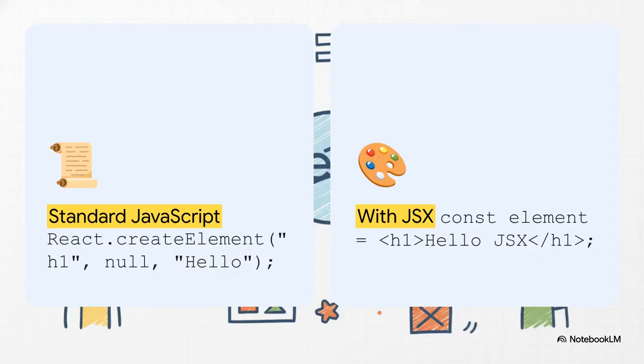And this comparison right here really shows you why JSX is such a game changer. Without it, you'd have to use this React.createElement function for every single little thing on the page. It gets really messy and hard to read really fast. But with JSX, you just write what you want to see. It's clean, it's declarative, and it's just so much easier to work with.